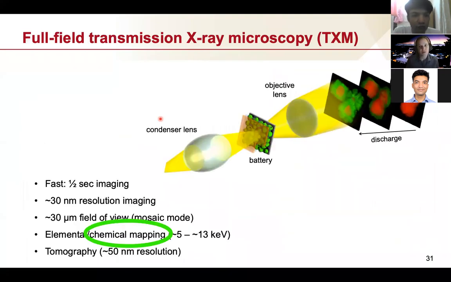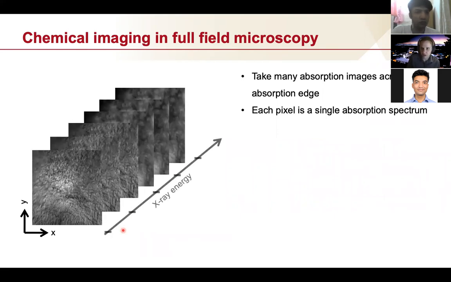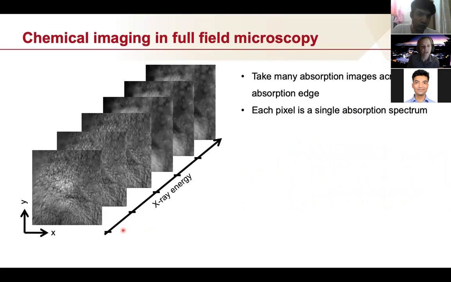So now we're going to do imaging, sorry. Jumped ahead. So yeah, I promised we could do chemical mapping. So how do we do that? To do that, we take an image at a specific energy. We change the energy, take another image, and keep changing energies. And if you line those images up, each pixel becomes a spectrum.